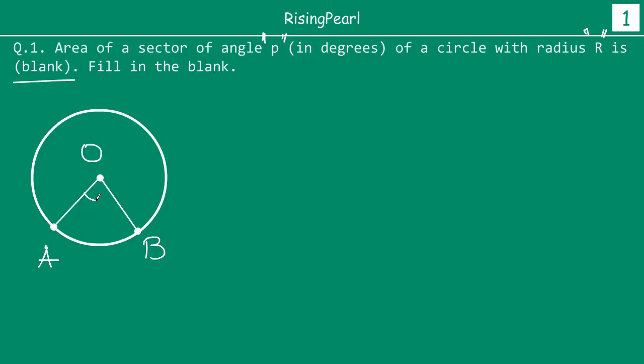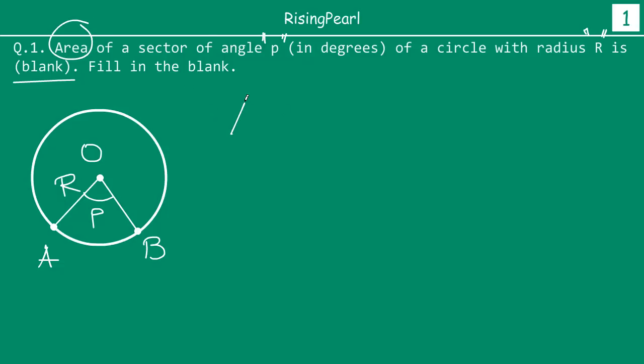And then the angle subtended by the arc at the center, or the angle of the sector, is P. And the radius of the circle is the uppercase R. We have to find out the area of the sector. That is what the question is asking us to do.